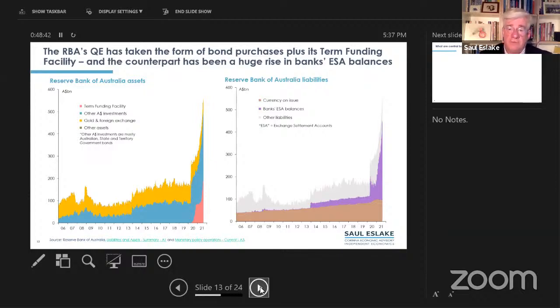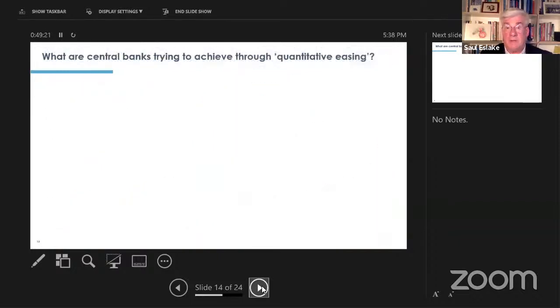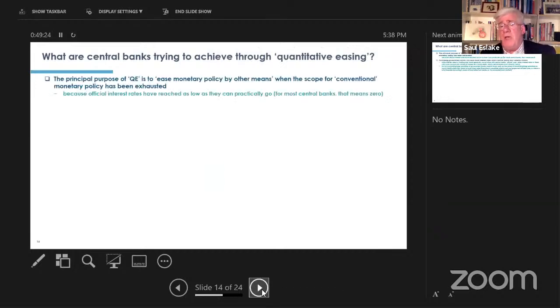Again, if you look at the liability side of the Reserve Bank's balance sheet, you can see that the supply of cash has been rising at the same slow, steady rate during the QE period as it had been before, and that almost all of the increase in the assets of the Reserve Bank has been matched by an increase in the balances which the banks hold in their exchange settlement account balances at the Reserve Bank. They're the accounts through which traditionally the banks settle their transactions with each other that their customers undertake, but increasingly now they're holding a large proportion of money on deposit at the Reserve Bank, earning less than the official cash rate. So what are central banks trying to achieve by doing all of this?